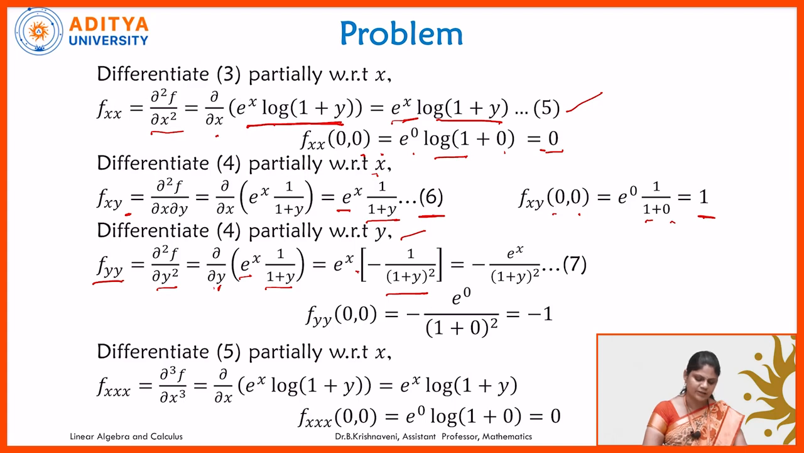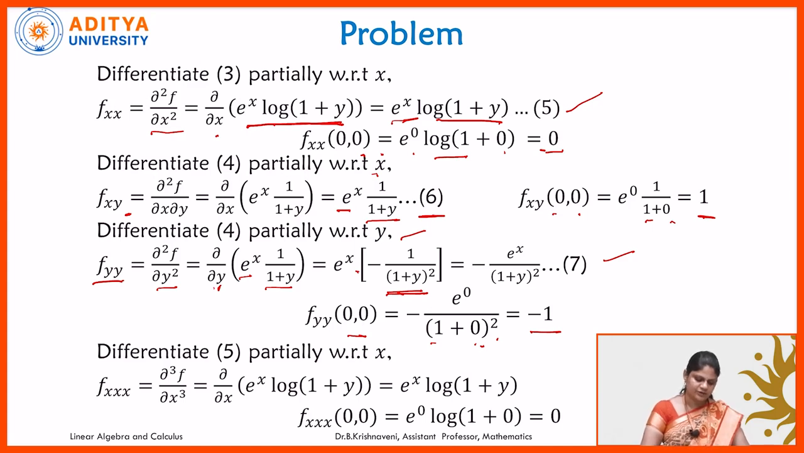Since we know that the derivative of 1/x is minus 1/x², here we have the function 1+y, and the inner derivative of 1+y is 1 only. Hence, the value is equal to minus e^x into 1/(1+y)². Let it be equation number 5. Find fyy(0,0), which is minus e^0/(1+0)², taking x=0 and y=0, which is minus 1/1, which is minus 1.